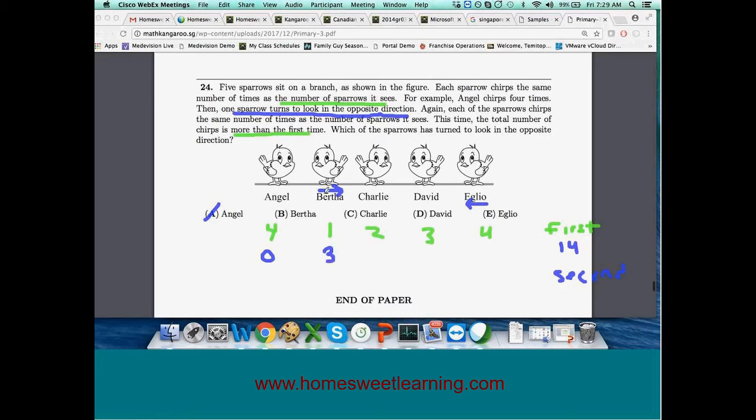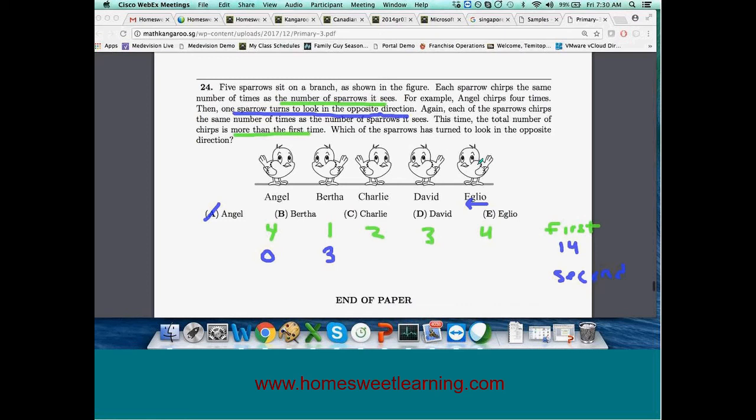What if it's Charlie? What if he flips? What happens? Charlie would have 2, and David would have 3 again, Bertha 1, and Eglio will have 0. So 3 is the most.